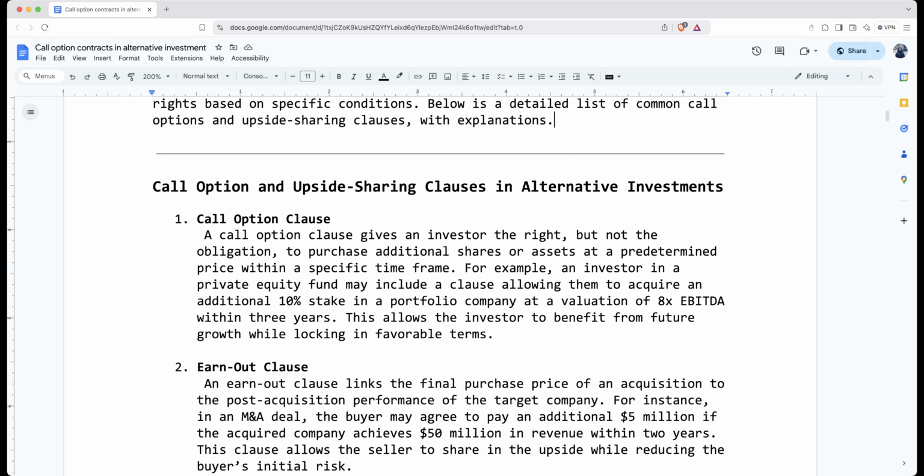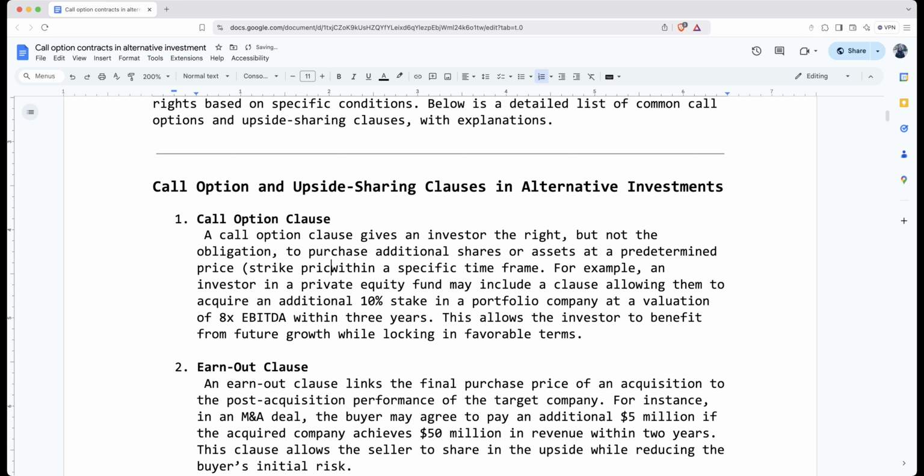First is call option, plain call option. A call option clause gives an investor the right, but not the obligation, to purchase additional assets at a predetermined price. So it is a strike price within a specific time frame, expiration date.